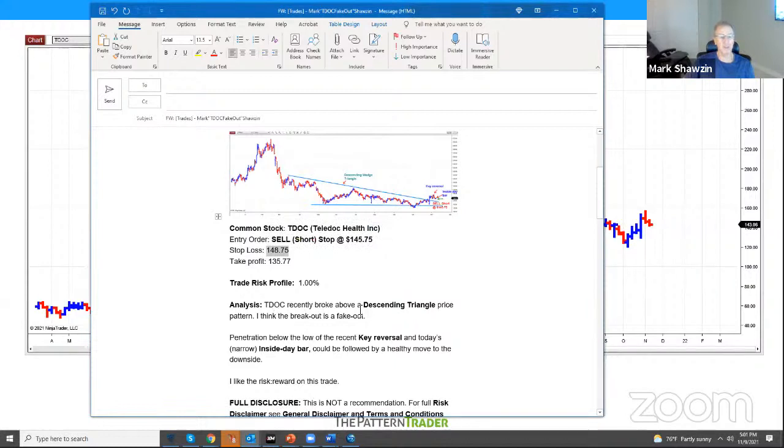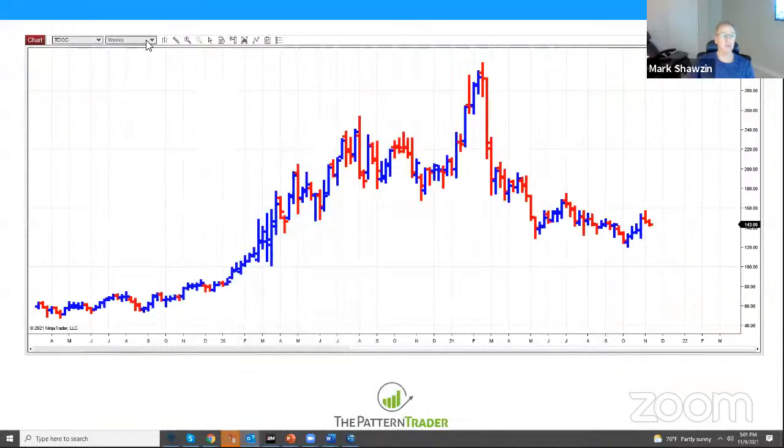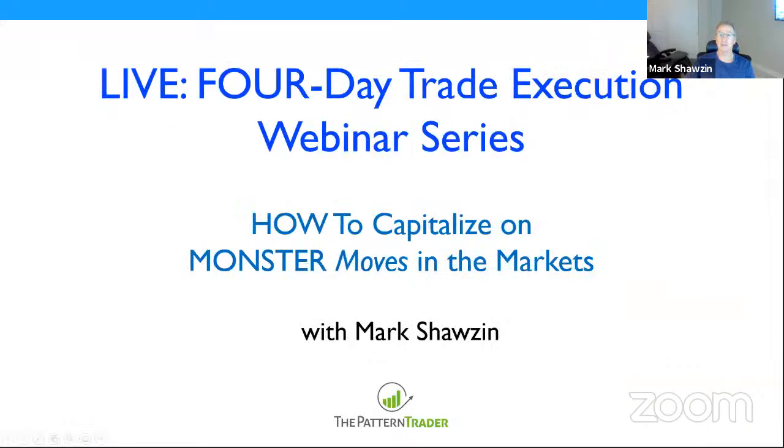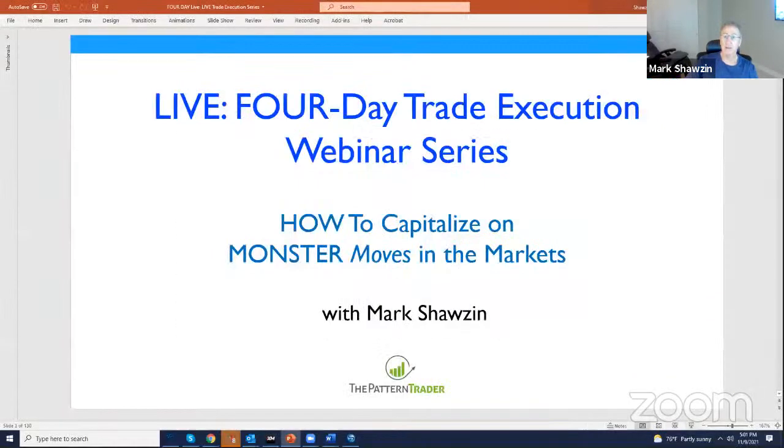I said Teladoc recently broke above a descending triangle price pattern. I think the breakout is a fake out. Penetration below the low of the recent key reversal and yesterday's inside day bar could be followed by a healthy move to the downside. I like the risk reward on this trade. The reason why I like the risk reward on this trade is because, sorry, let me just get out of this.